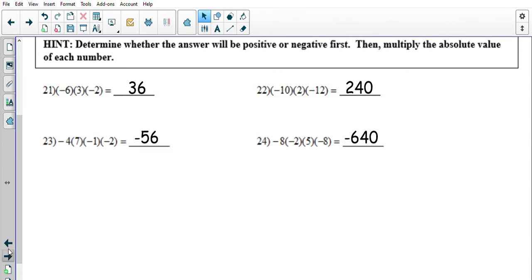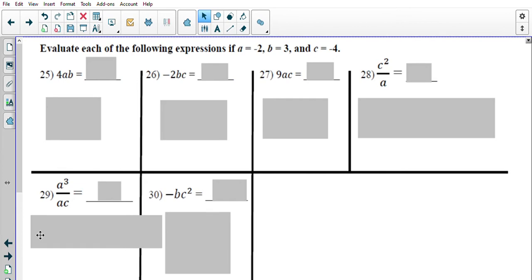All right, so the next few questions we have are evaluating questions. You've probably noticed we have mixed in some evaluating questions with these problems in the last few lessons, so with adding integers, subtracting integers, and so forth. So in number 25, we've got 4ab. I need to replace a with -2, b with 3 based on my directions. So you're going to see that I wrote 4 times -2 times 3. I put the multiplication signs between them.